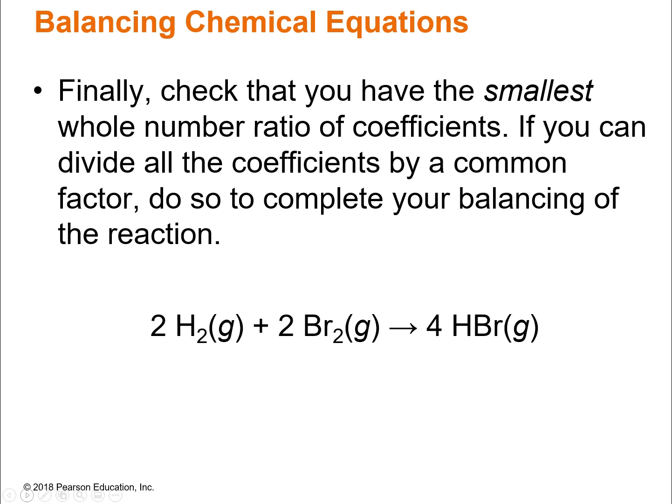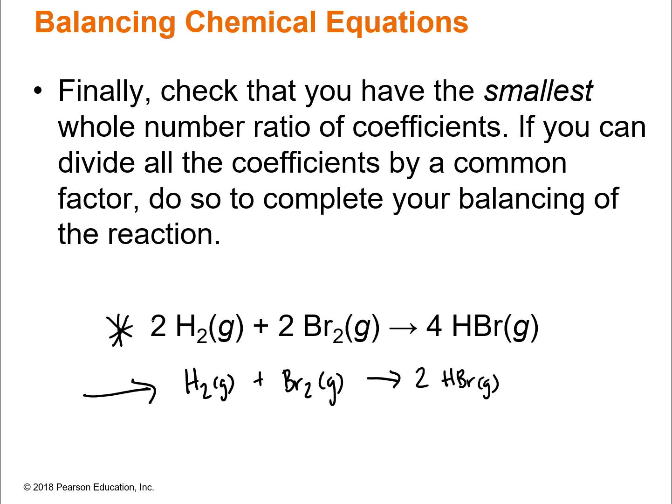The last thing you want to do is make sure that you've got the smallest whole number ratios. So if you have 2, 2, and 4, you can reduce that down to 1, 1, and 2. So this would be the answer. And this other one, while it's balanced, it would be wrong. So make sure you do that check.